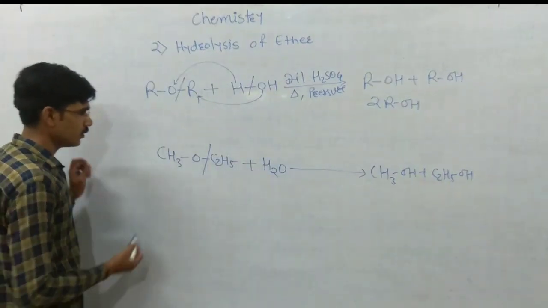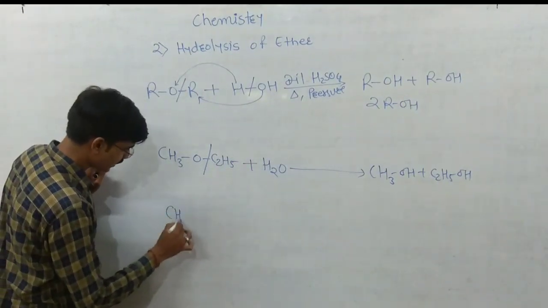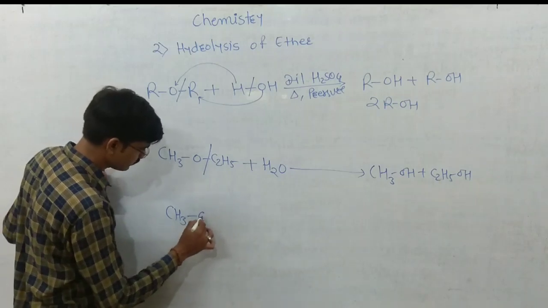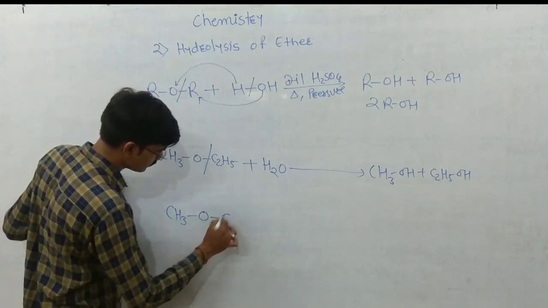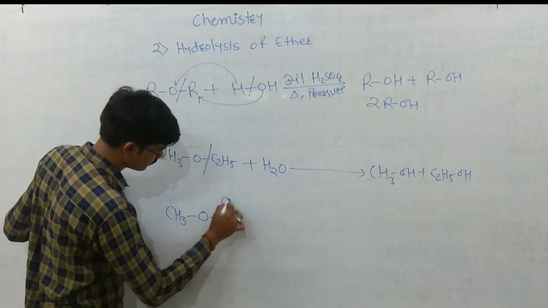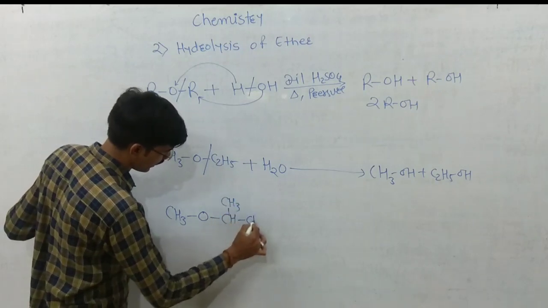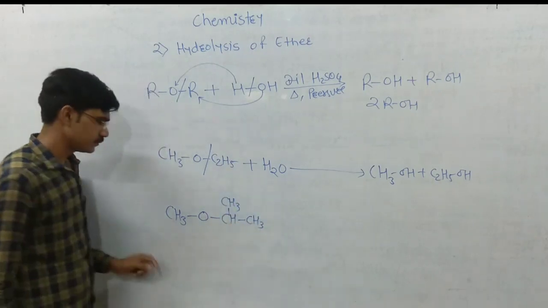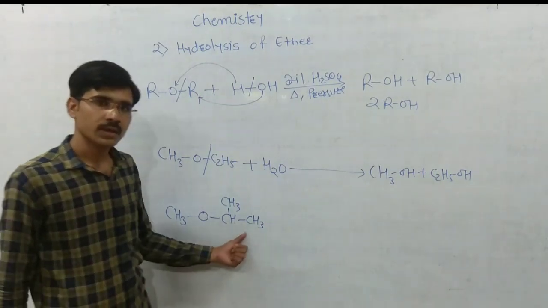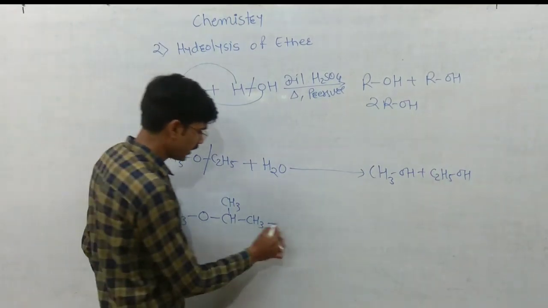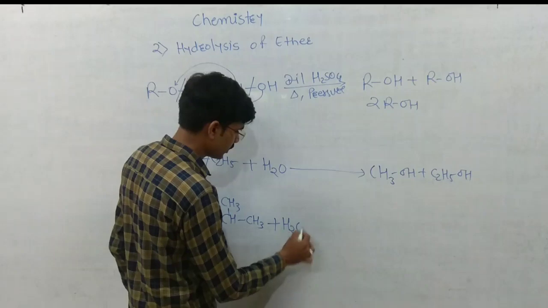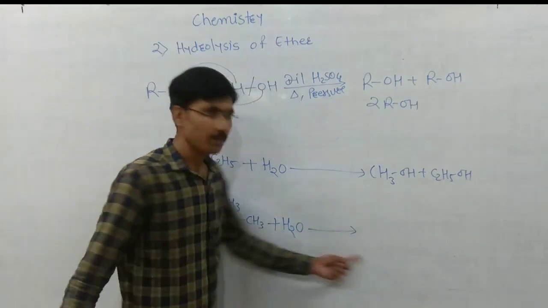One example for your homework: CH3, then oxygen, CH(CH3)2. That is methyl isopropyl ether we take here and react with H2O. Complete the reaction.